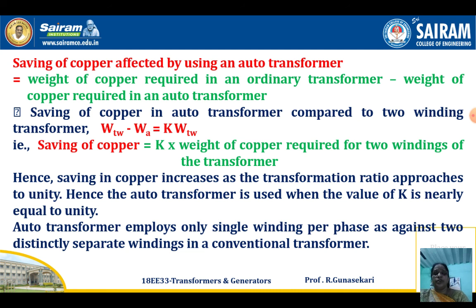So saving of copper is equal to the transformation ratio K into the weight of copper required for the two winding transformer, that is WTW only. If you want more saving of copper, how can you save it? The saving in copper increases as the K value becomes nearly equal to unity, that is 1, in which case the saving of copper equals the weight of copper required for the winding of the transformer. Therefore these are the conditions for increasing the saving in copper.